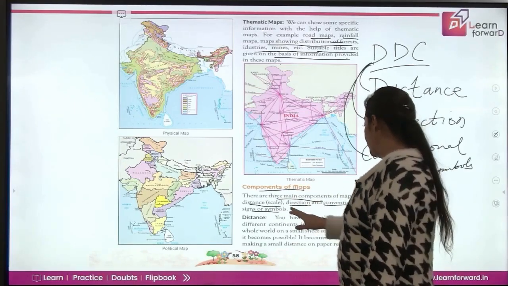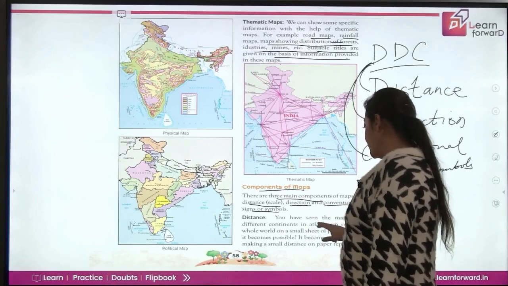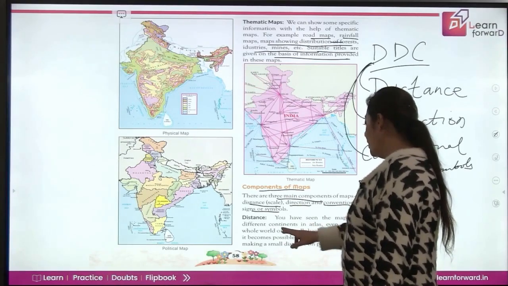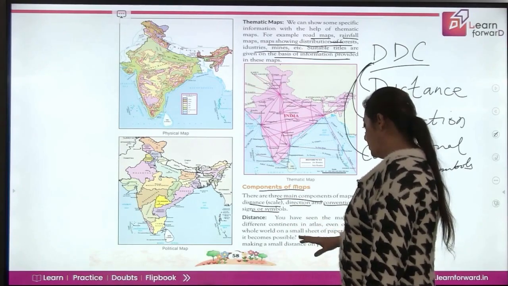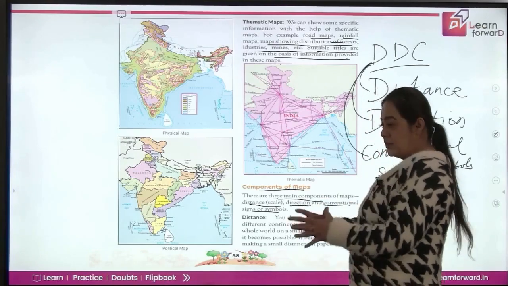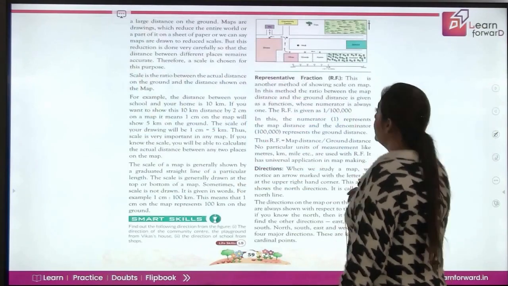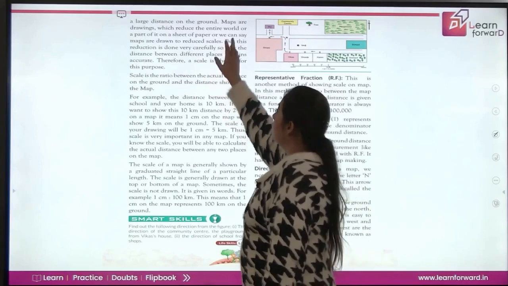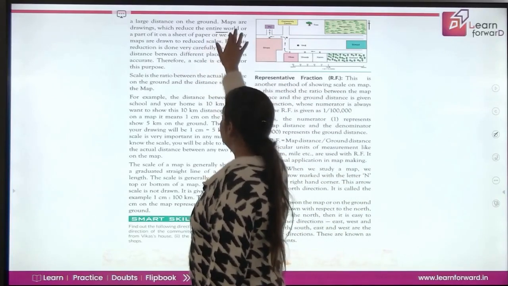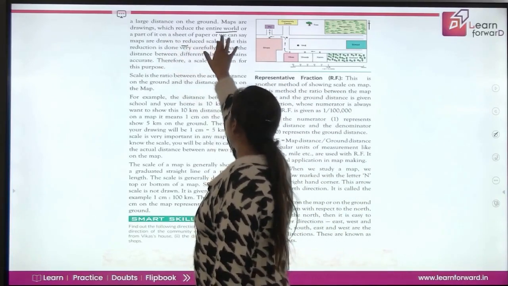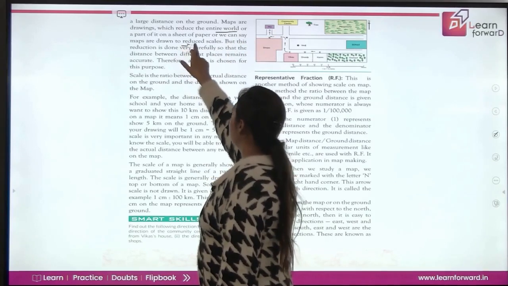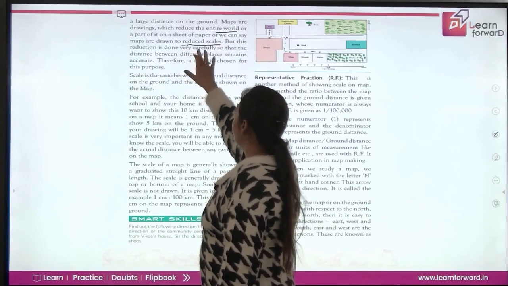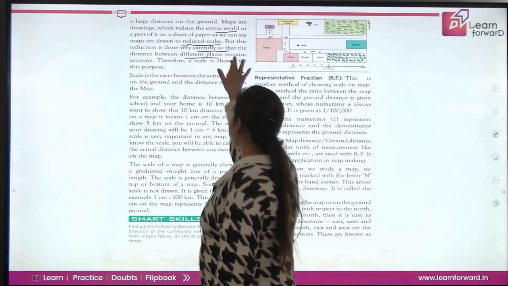So you have seen the maps of different continents in an atlas, even a whole world on a small sheet of paper. How is it possible? It becomes possible by making a small distance, छोटा सा distance paper पे बना के represented by a large distance on the ground. So maps are drawings which reduce the entire world or a part on a sheet of paper, or we can say maps are drawn to reduce scales. But the reduction is done very carefully so that the distance between the different places remains accurate.